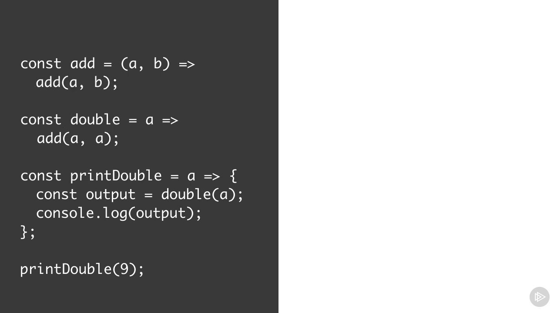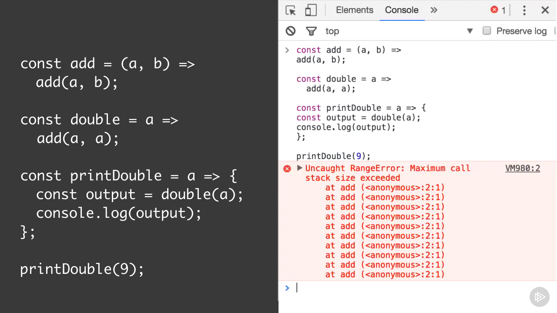And what do you think will happen if a function calls itself recursively without an exit condition? It's the equivalent of an infinite loop, but on the stack. We'll keep pushing the same function to the stack until we reach the V8 size limit for the stack. And V8 will error out with this error: maximum call stack size exceeded.